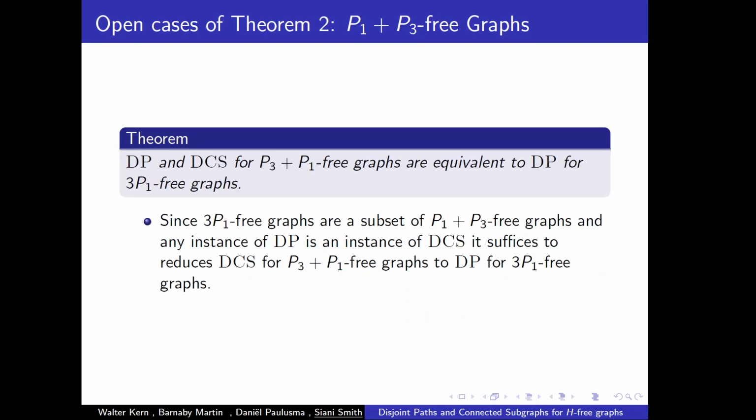And then the more complicated case is the P1 + P3 free graphs. We're going to show that disjoint paths and disjoint connected subgraphs for P3 + P1 free graphs are both equivalent to disjoint paths for 3P1 free graphs. Since 3P1 free graphs are P1 + P3 free, and any instance of disjoint paths is an instance of disjoint connected subgraphs, we just need to reduce disjoint connected subgraphs for P3 + P1 free graphs to disjoint paths for 3P1 free graphs.